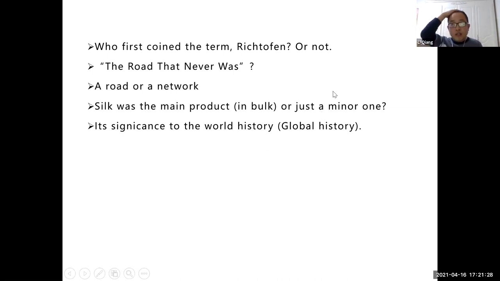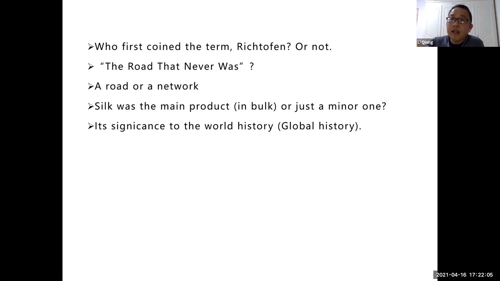And then, was silk the main product or just a minor one? In previous research, many scholars mentioned that silk was a very important and main product on the Silk Road. But Valerie Hansen, in her book The Silk Road: A New History, used the archives discovered in the west of China, Xinjiang province, and some Sogdian documents. She believes that silk was never a very important good in bulk.